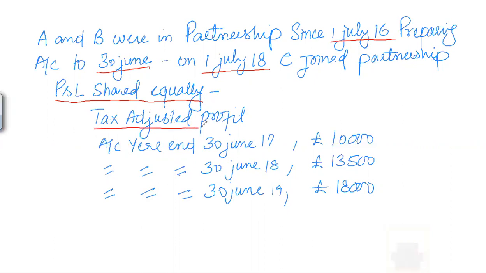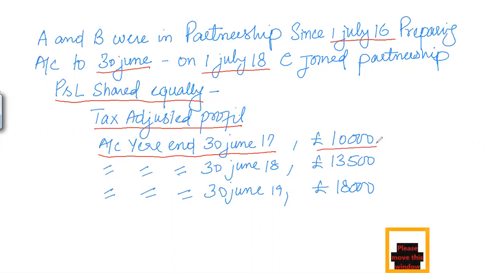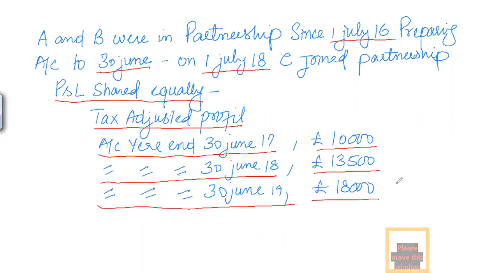The tax adjusted trading profit detail is there. Accounting year end is 30th June 17. That means the period of account is of 12 months. The profit was 10,000, so it is to be divided between A and B as 50-50. And for 30th June 18, again 13,500 is to be divided between these two partners. But from 1st July 18, now there are 3 partners. So this 18,000 is to be divided between 3 partners equally, that is 6,000 each.